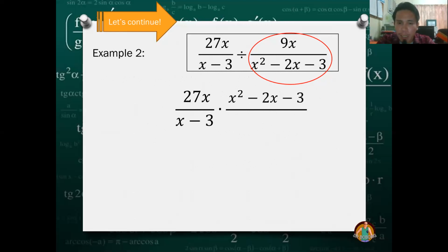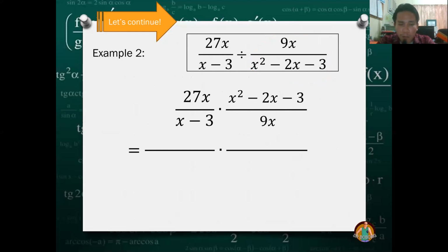Ano yung babaliktarin natin? Yung kanyang divisor. Yung x squared minus 2x minus 3, yung kanina denominator siya, ngayon nagiging numerator. Yung 9x naman na numerator nagiging denominator. And then we will proceed to multiplication. And of course, we will start with factoring.